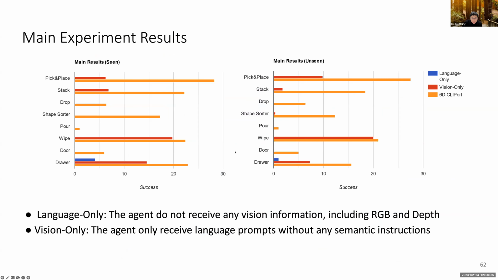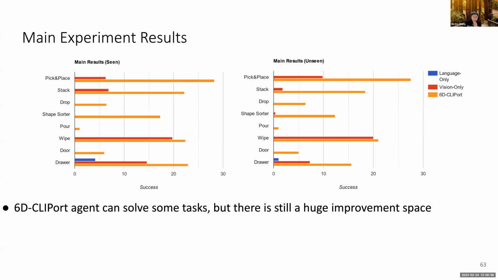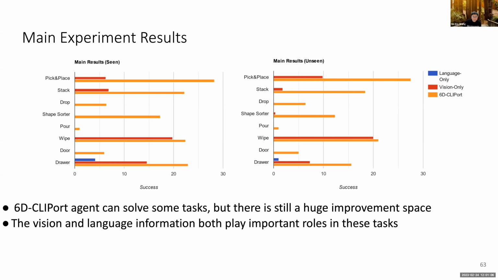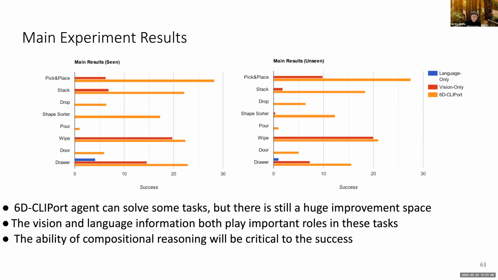We compare this model with 2 variants, the language only agent and the vision only agent, to demonstrate the essentials of vision and language information in this task. Meanwhile, we can observe that the 6D clipboard agent can solve some tasks, but there is still a huge improvement space. The vision and language information both play important roles in those tasks, and the ability of compositional reasoning will be critical to the success of those tasks.